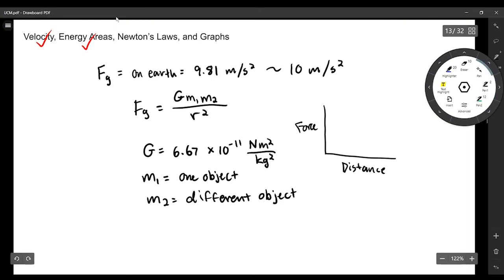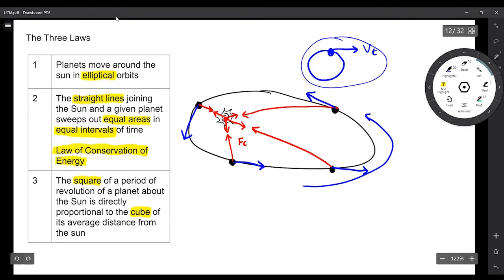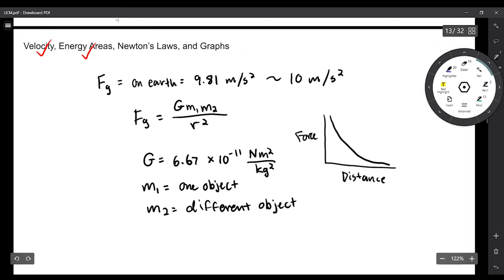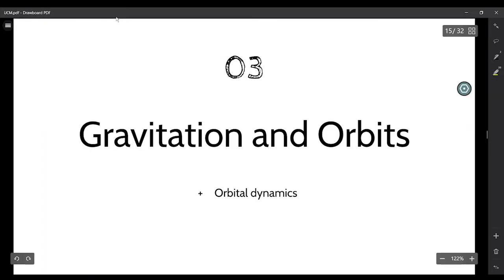Which we see up here, right? In an elliptical orbit, the forces here are different than the forces here. What we get is this nice constant curve, like so. Of course, perhaps on a couple of questions, they will give you more specific numbers for the force and the distance, but your general trend should look like a downwards curve.